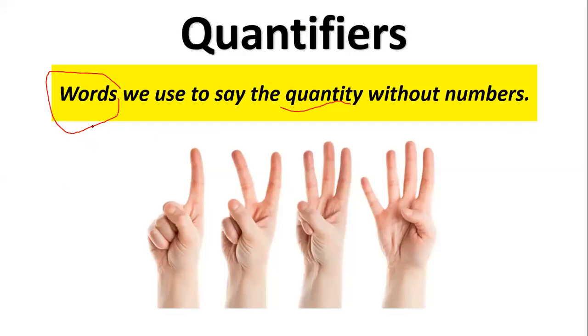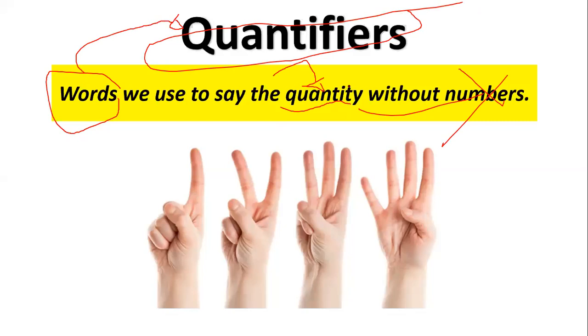So the quantifiers are specific words that we use to say the quantity without numbers. So I don't use numbers. I use quantifiers, okay? To express the quantity. Maybe I have 100 tennis shoes, but I say I have many shoes. I don't say the number. I say I have many shoes, okay? So they are words that help us say the quantity with no numbers. Questions with this part?